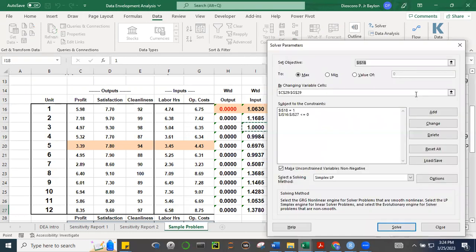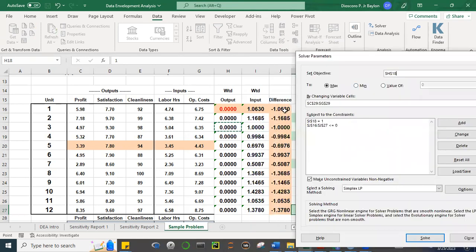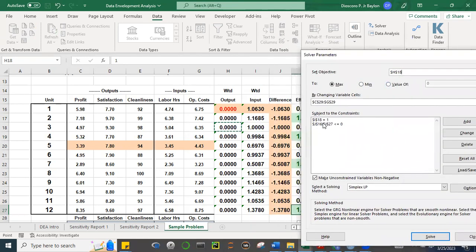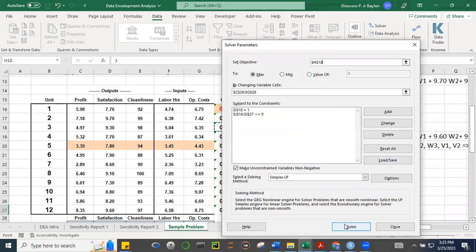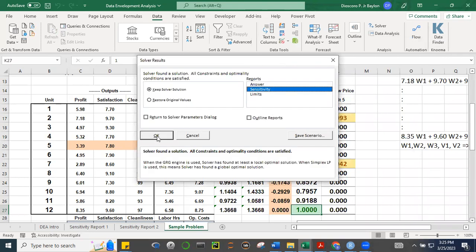Data, Solver. Our objective is H18, and the constraint is I18. All right, maximize. So I made a mistake in clicking the objective. I accidentally clicked it to be the weighted input. It should be the weighted output. Solve, and then click the sensitivity analysis, and then okay.